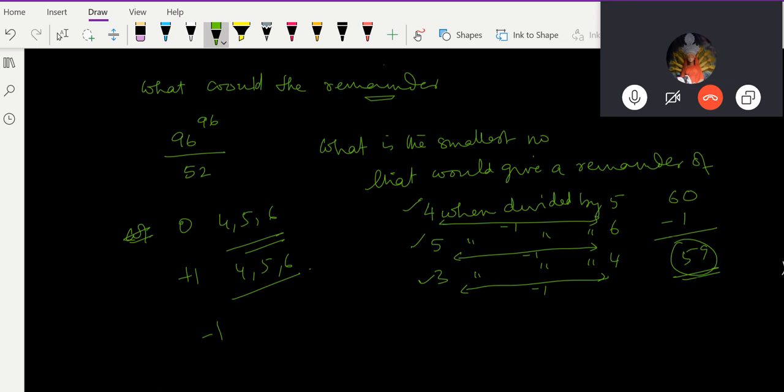Whenever you apply this, you have to be careful. You have to ensure that all these negative remainders are the same. Only then you can subtract 1. You cannot do it if the remainders are different. Clear? Yes, sir. By the way, this question came in CAT. I forgot the year, but this is a CAT question.